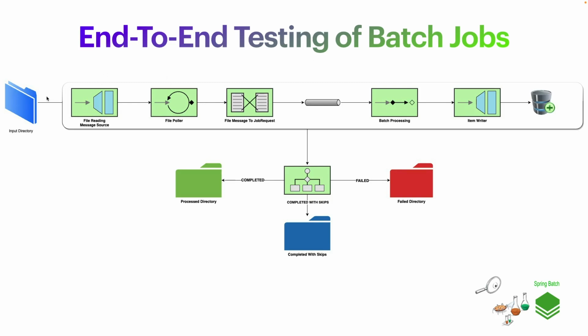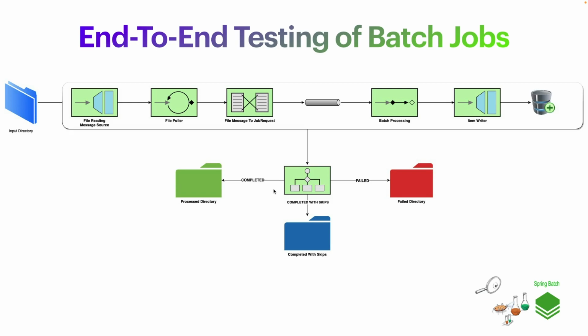The application has an item reader, so it reads a file and persists the records into the database. But our application has a particular aspect that I want to tell you guys. When we process a file successfully, we move the file that we just processed into a directory. This directory is called the processed directory.